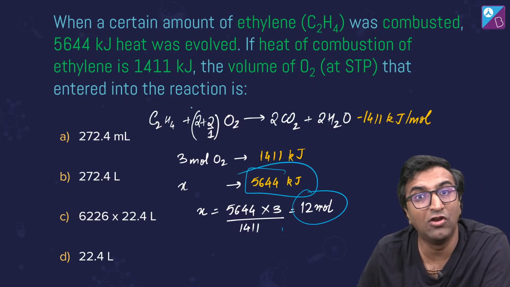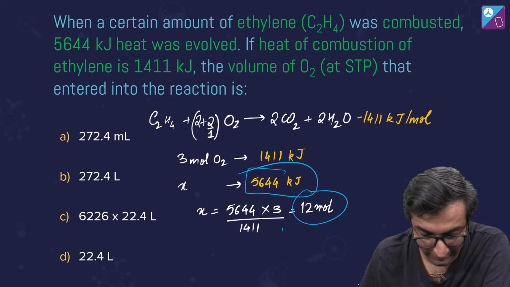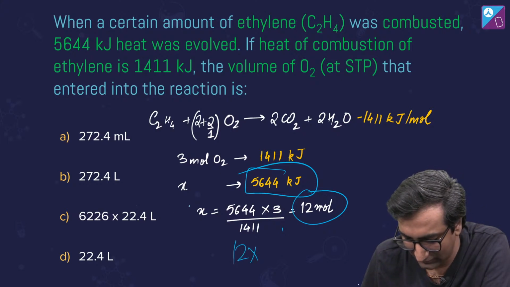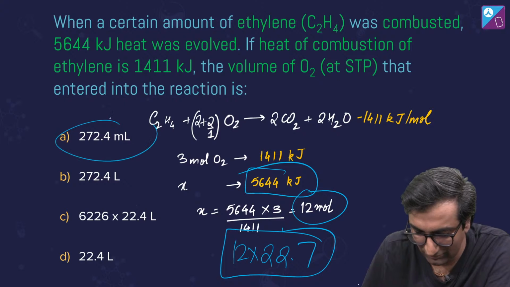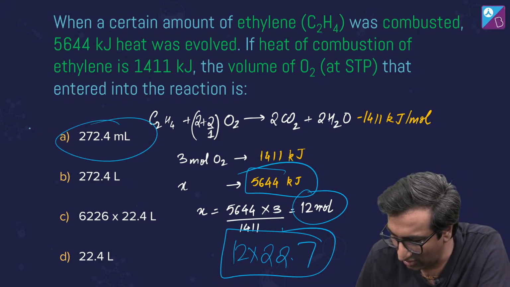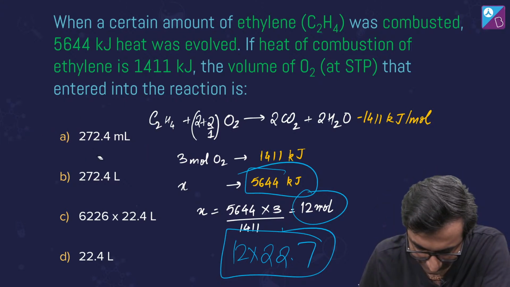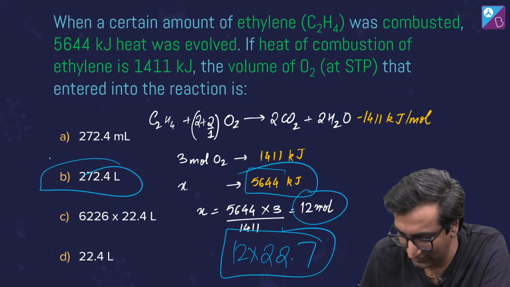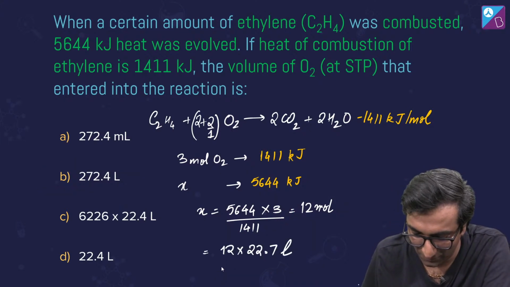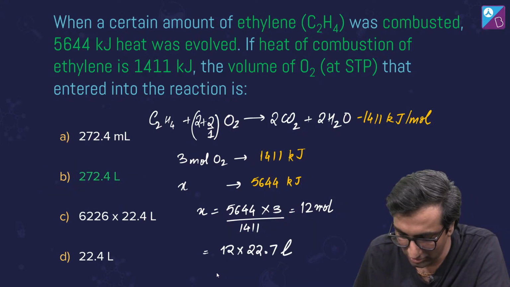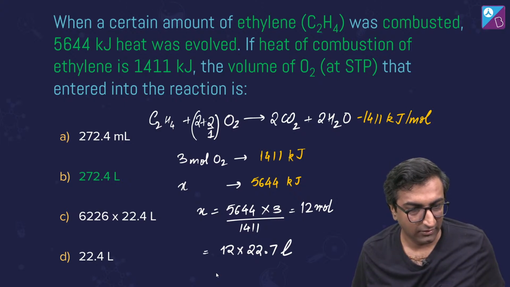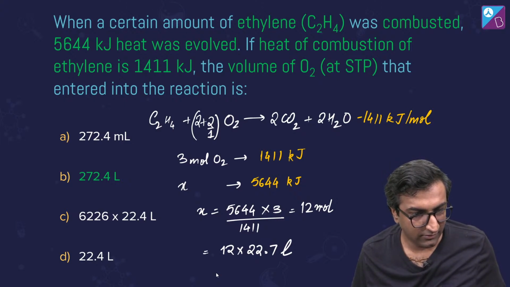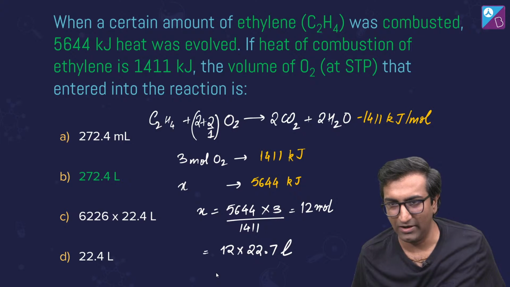Now, what is the volume of 12 moles of oxygen? Okay, 12 into 22.7. That's the answer. 272.0 ml. No. Liters. Yeah, liters. B should be the answer. Not ml. Be careful. Yeah, it's liters. Good. We good? Yeah. 302. Yes, Ram. You said it absolutely right.